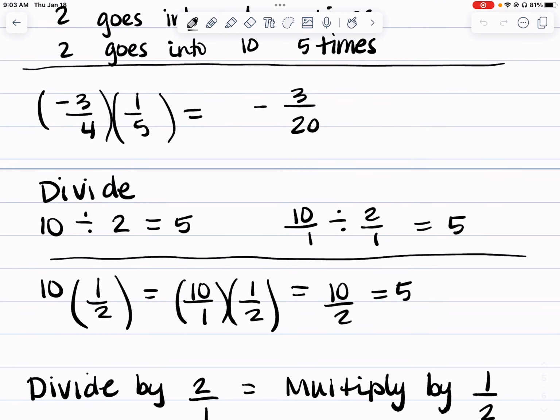Okay. Negative 3 over 4 times 1 over 5. A negative times a positive is a negative. 3 times 1 is 3. 4 times 5 is 20.